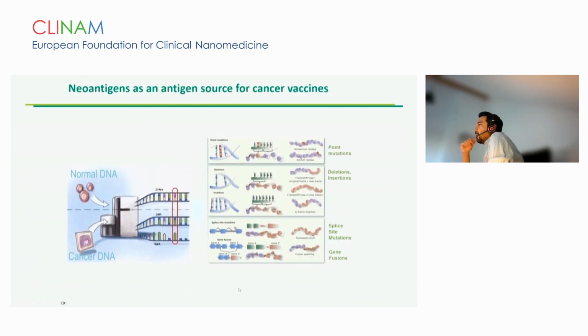So the other part that I taught you was the neoantigen part. Here we can nicely make use of the neoantigens. What are neoantigens? They are the changes in the DNA. They can be point mutations, deletions, insertions, splice site mutations, or gene fusions that can be employed to generate an antigen.